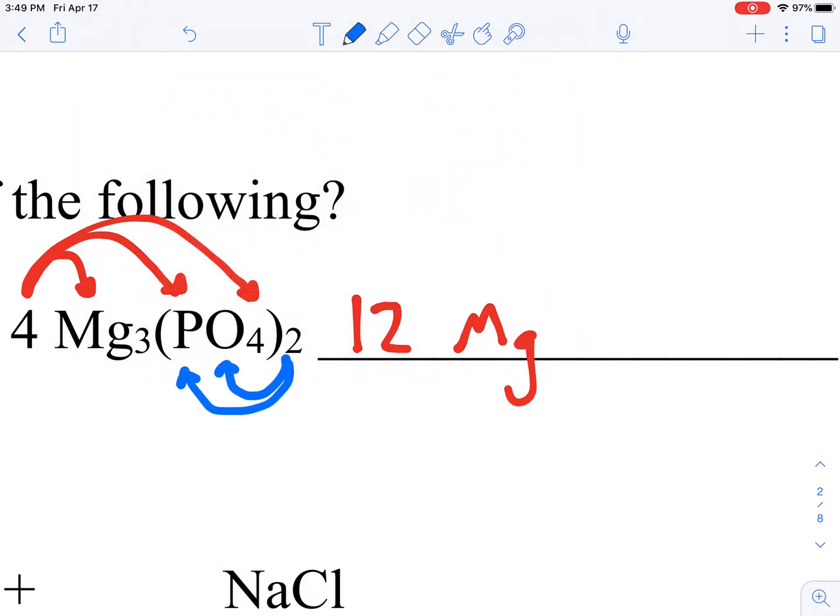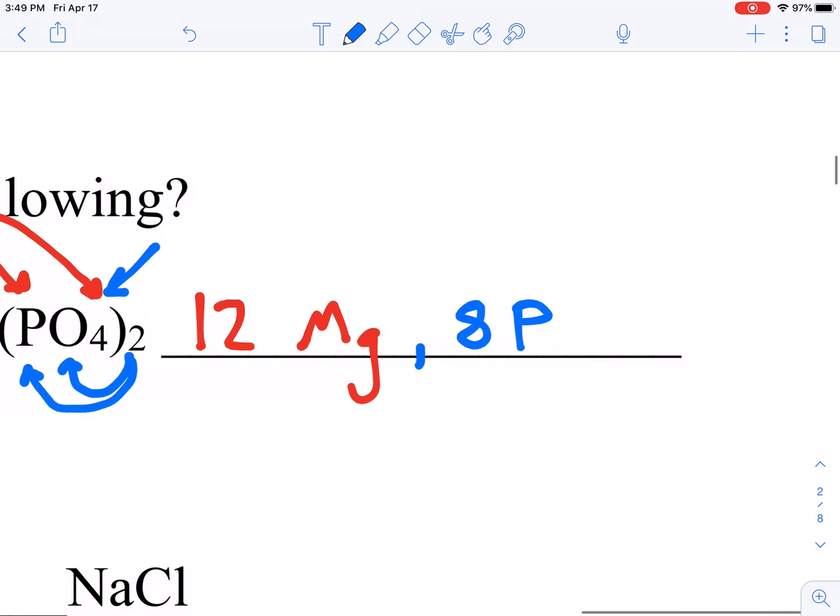So let's do the blue stuff first. We have 2 phosphoruses, but now we have 4 of this compound, so 4 times those 2 means we have 8 phosphorus. If we do the blue stuff first, 2 times 4, we have 8 oxygens in every one compound, 8 oxygens in every one of these things. But we have 4 of them, so 4 times 8, we actually have 32 oxygen atoms here.